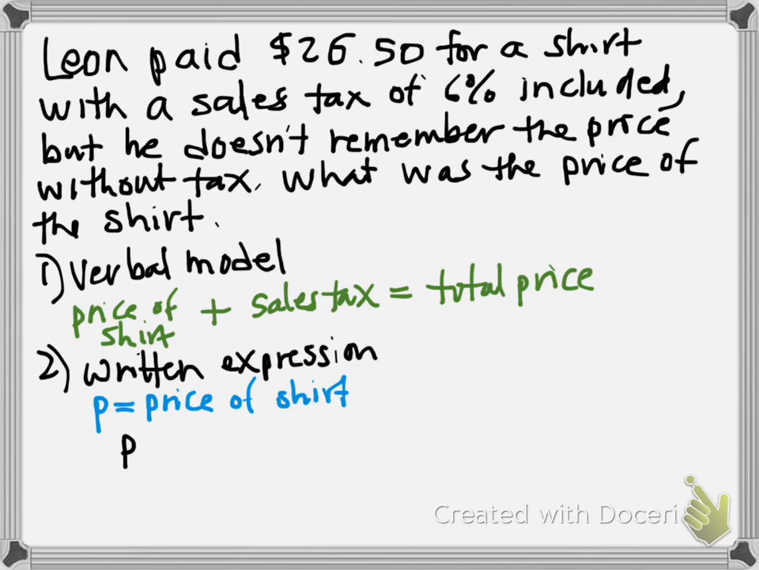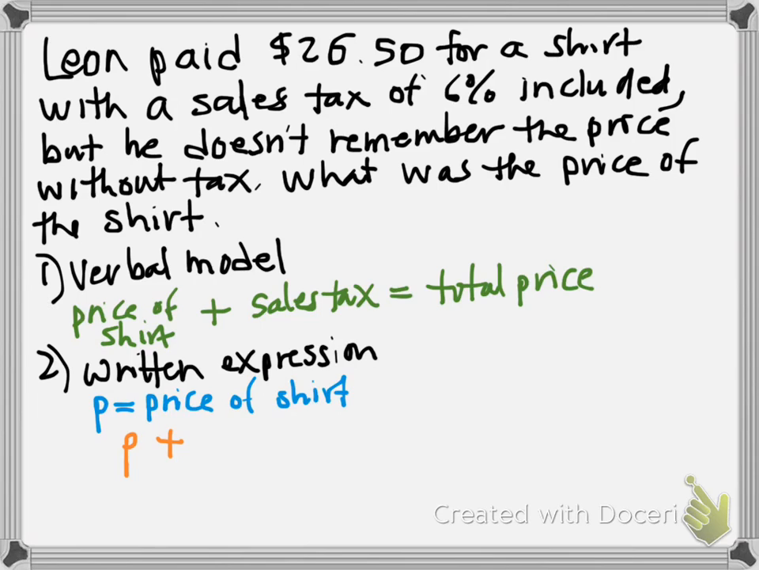And then we're going to add, let me change colors, we're going to add to that the sales tax. So this is where you guys have to use some memory bank here. How do you figure out sales tax of a shirt that costs P and it's a 6% sales tax? Maggie? You move the percent sign, the decimal, over to the left two places. Okay, and that would give you what? 6% would be 0.06.